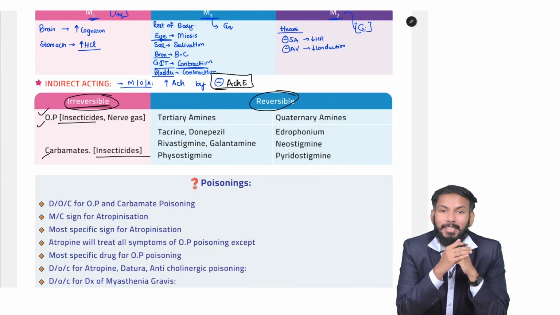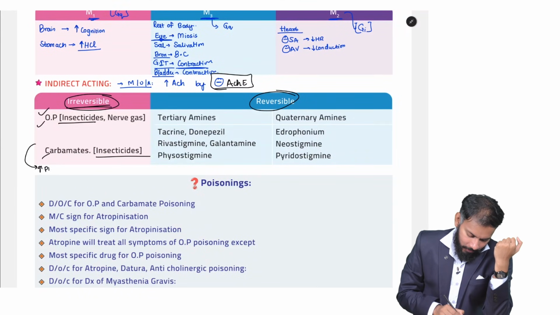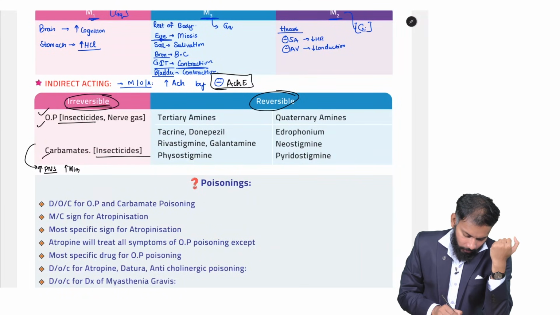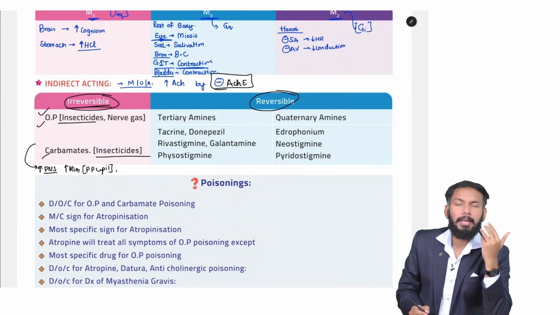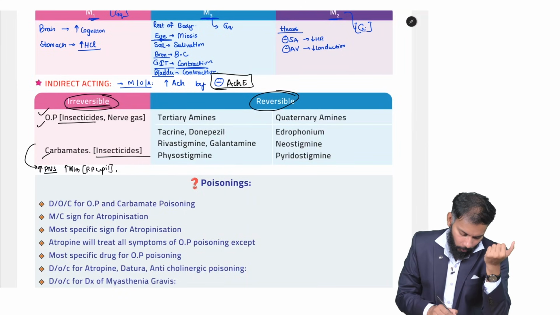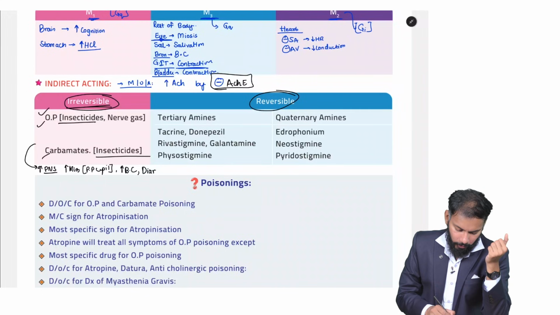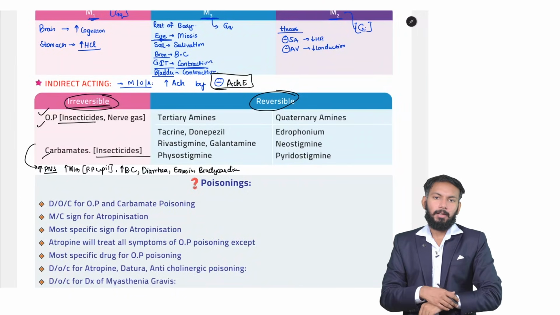What are the signs and symptoms of this? You already know. Increased parasympathetic nervous system functions. What are they? Increased miosis, so it will cause pinpoint pupil. We'll write all of this. I've given a table. Increased miosis, pinpoint pupil, increased lacrimation. Now, increased bronchoconstriction, defecation, urination. So there is diarrhea, there is urination, then there is emesis, then there is bradycardia, all of these. So these are the irreversible acting drugs.